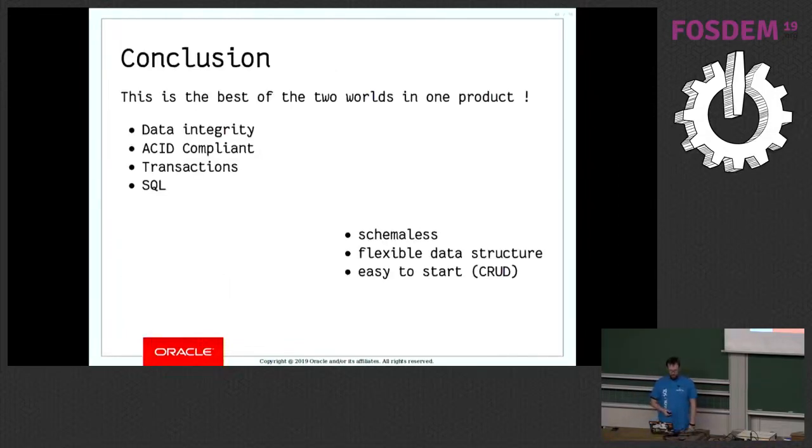So what do I gain? I gain the best of the two worlds in one product. Data integrity: I am completely ACID compliant, I have my transactions, I can use SQL if needed, but I'm also schemaless. I have a flexible data structure, and it's very easy to start because I can use CRUD operations. All that in one single product with all the benefits, with all the ecosystem around MySQL we have seen. So you can use ProxySQL or you can use gh-ost if you need to make changes, whatever you want. All the ecosystem of MySQL is still compatible with this.